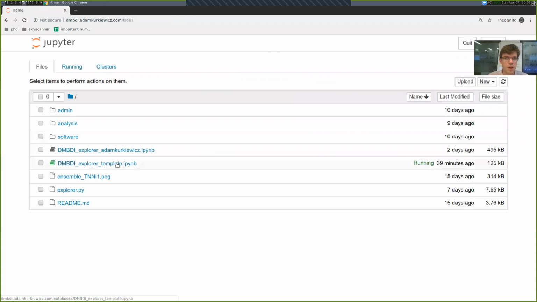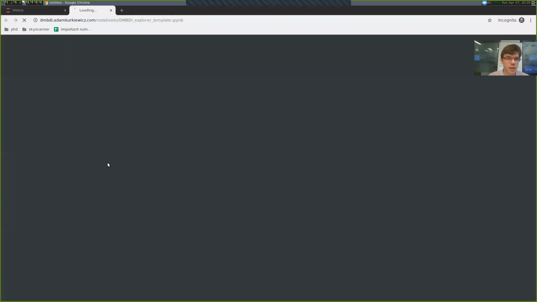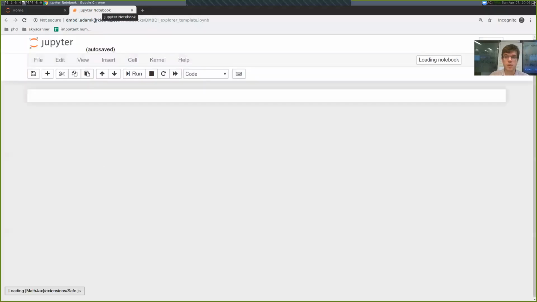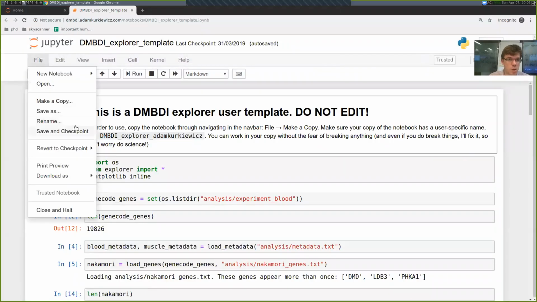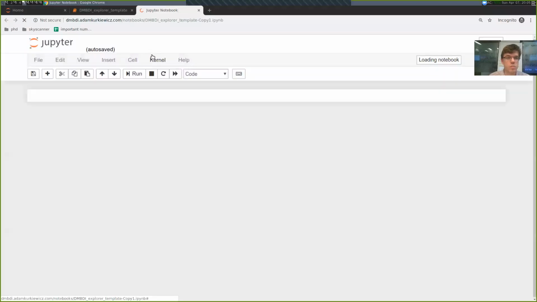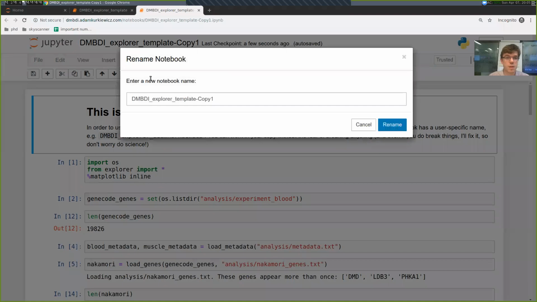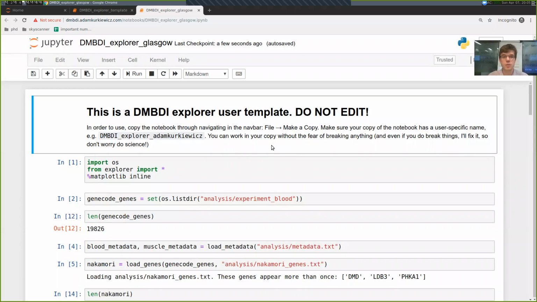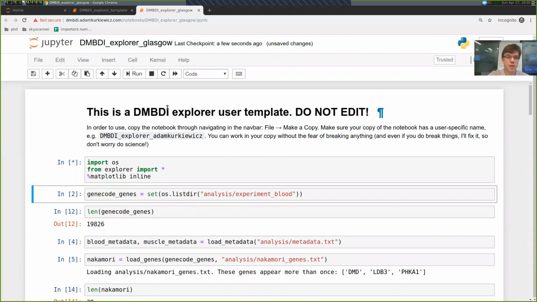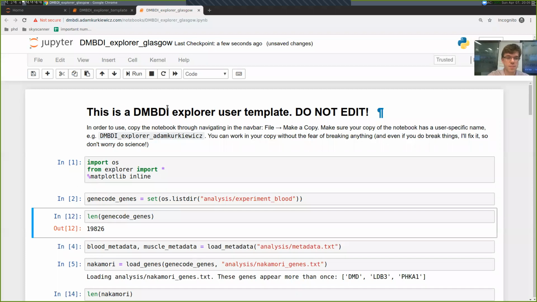Right, after you've opened the tool, you can click on this template here, but please don't modify it. Create a copy which will contain something unique to yourself, such as your name or maybe your affiliation. Okay. So as you can see, the tool is interactive, so we can execute any code that we want by pressing Shift-Enter.